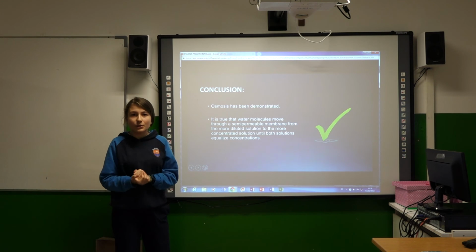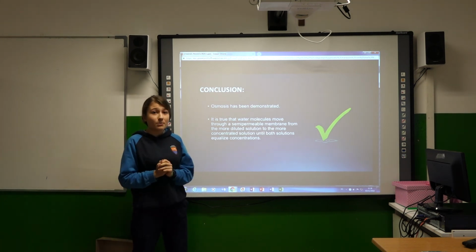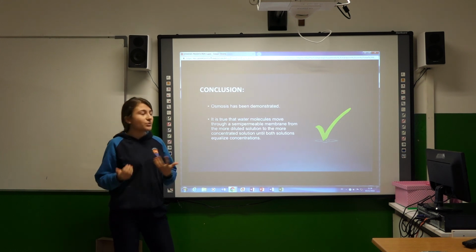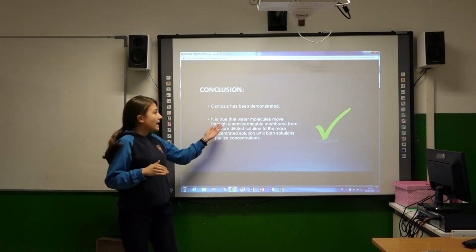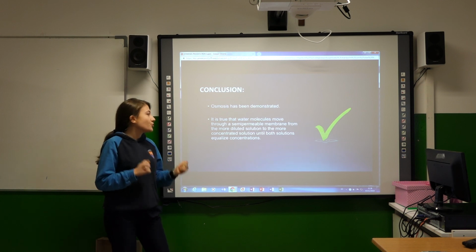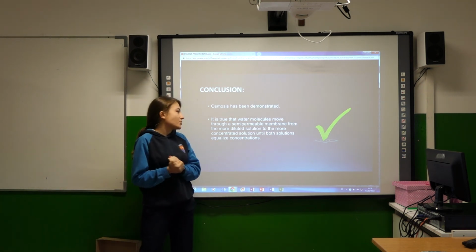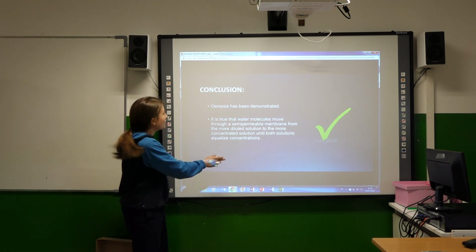And finally, the conclusion: we can verify that osmosis has been demonstrated, and it is true that water molecules move from the more diluted solution to the more concentrated through a plasma membrane until those solutions equalize concentrations.